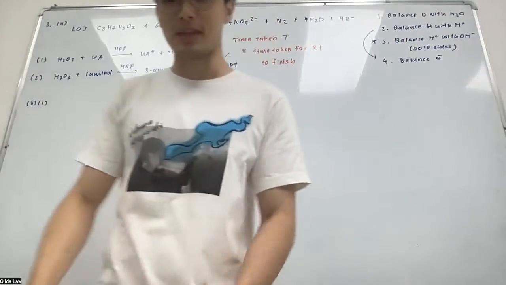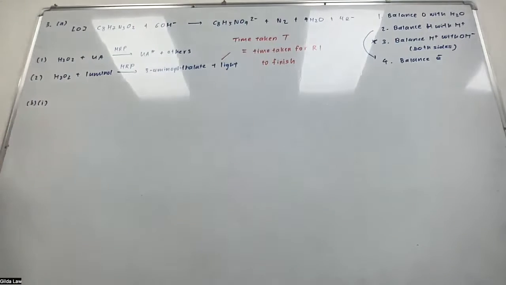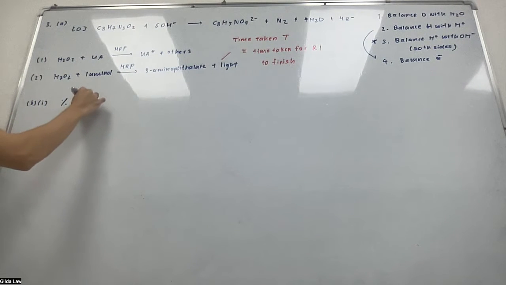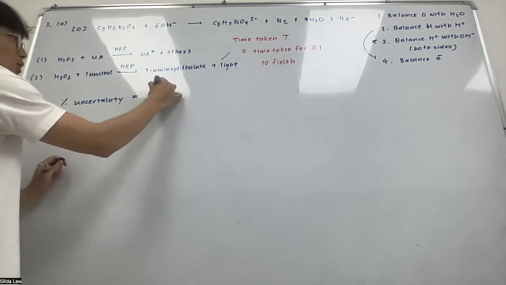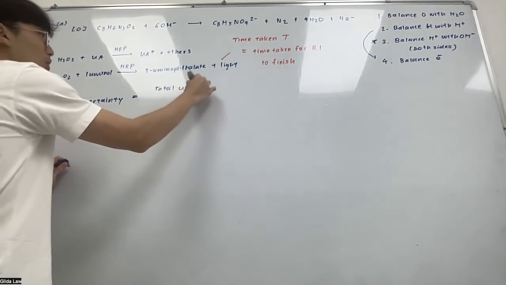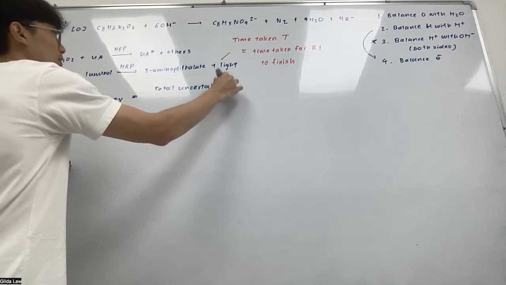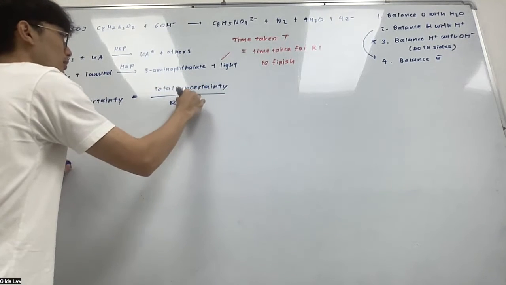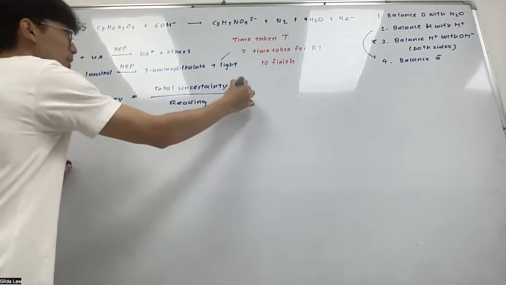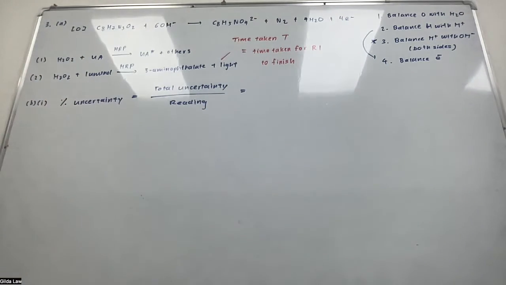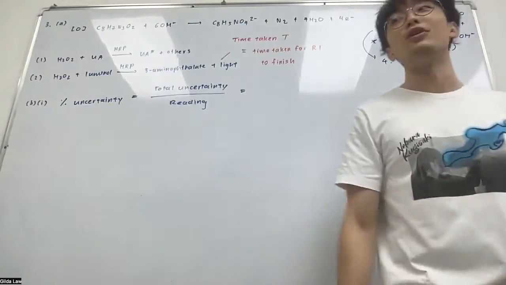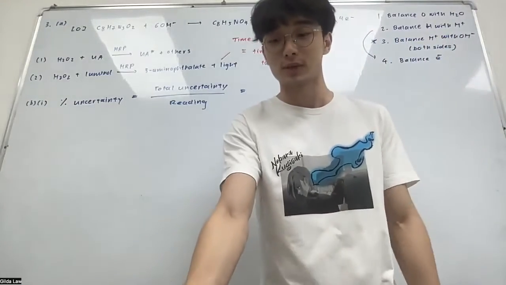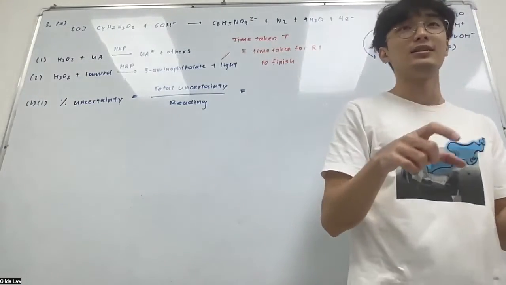Now let's take a look at percentage uncertainty. We calculate this together because I haven't taught you percentage uncertainty yet. Physics students might know a little bit of this. It's just the total uncertainty over the reading. What's uncertainty? Basically, every instrument that you use in the lab has some sort of margin of error. Nothing's ever accurate, so there's this error. They told you what the error is here for the measuring cylinder.